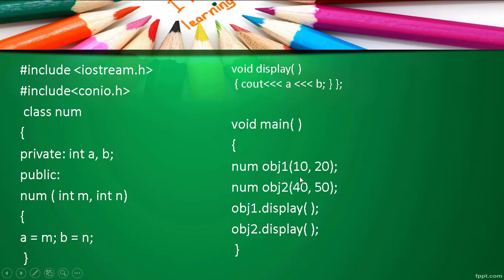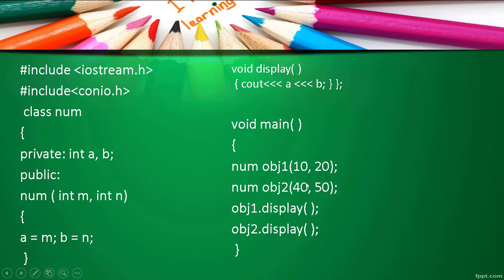So now 10 and 20 will be passed to m and n. So m will become 10 and n will become 20. So that m value 10 will be copied to A and the n value 20 will be copied to B. That is in case of first object. Case of second object, 40 will be copied to m and 50 will be copied to n. So again A will be assigned with 40 and 50 will be assigned to B.